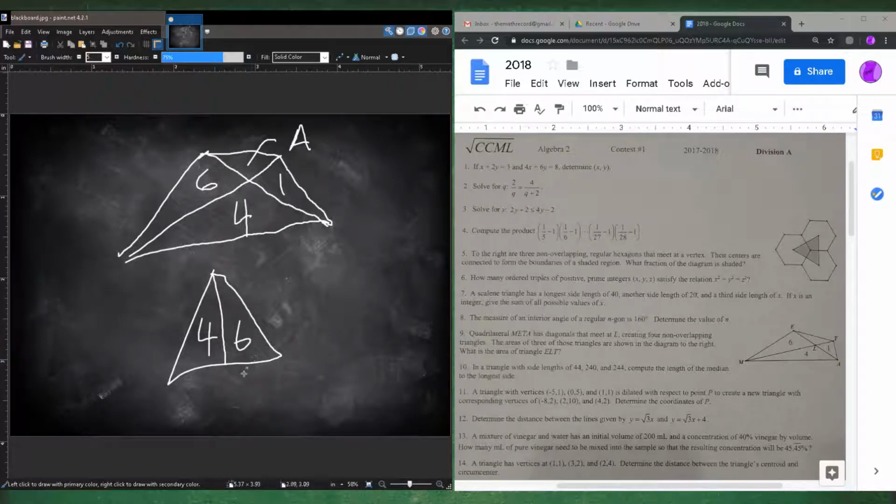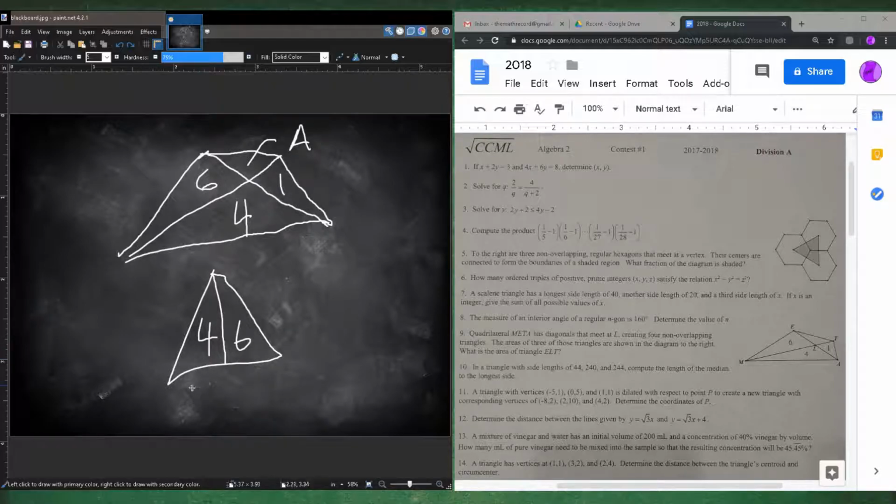If the areas are in ratio 4 to 6, that means the side lengths also have to be in that ratio, because base times height is equal to area, right? So we have side length times height equal to the area. If the area is in proportion and the height stays the same, that means the side lengths are the ones that are in proportion. So it's just some kind of logic in here, right?